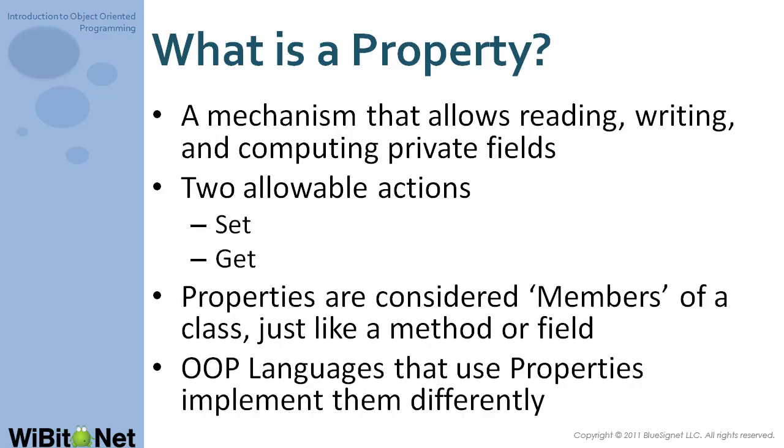But it acts like it is a variable. That's the whole abstraction thing. So you use it just like you'd use a variable. You don't actually call the set and get methods, which is very cool. So there's only two allowable actions: a set and a get. Properties are considered to be members of a class just like a method or a field, and you interact with it just like you would a field. Languages that use properties implement them differently. They're typically used the same, but the way that they're created is usually different.